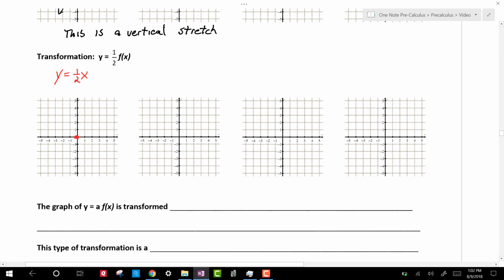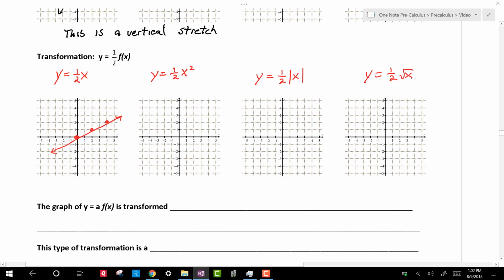Starting at 0, 0 for the y-intercept. This time we're going up 1 and over 2. Up 1 and over 2. So this has less of a slant than the parent function. Y equals 1/2 x squared. Y equals 1/2 absolute value of x. Y equals 1/2 square root of x.